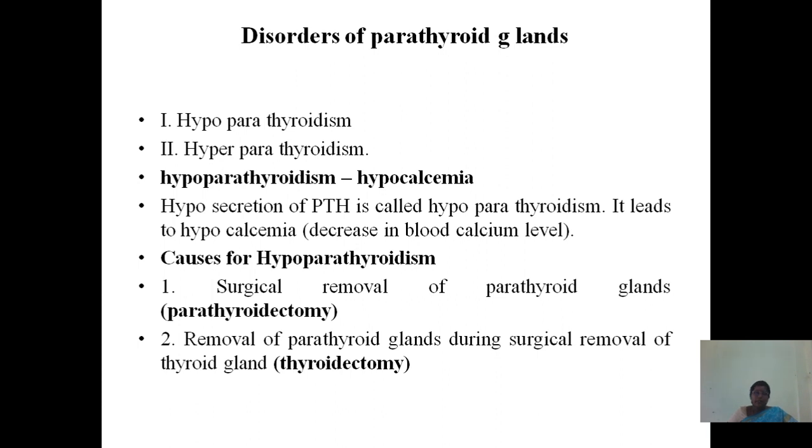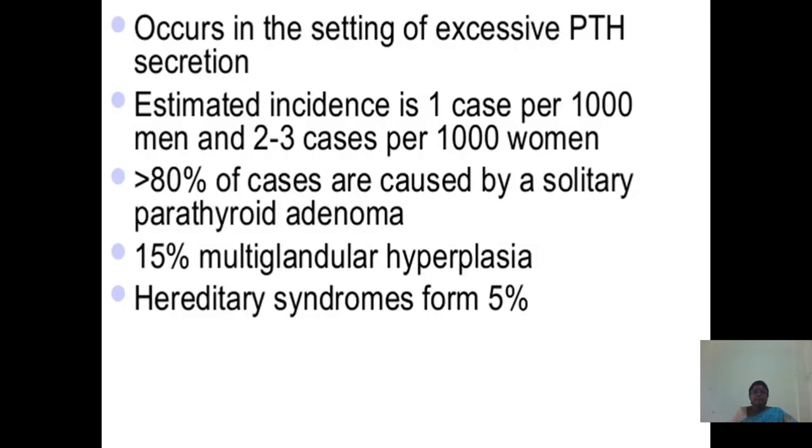Disorders of parathyroid gland: hypoparathyroidism and hyperparathyroidism. Hyposecretion of parathormone is called hypoparathyroidism. It leads to hypocalcemia, a decrease in the blood calcium levels. Causes for hypoparathyroidism are surgical removal of parathyroid gland, that is called parathyroidectomy. Another cause is removal of parathyroid glands during the surgical removal of thyroid gland, that is called thyroidectomy.